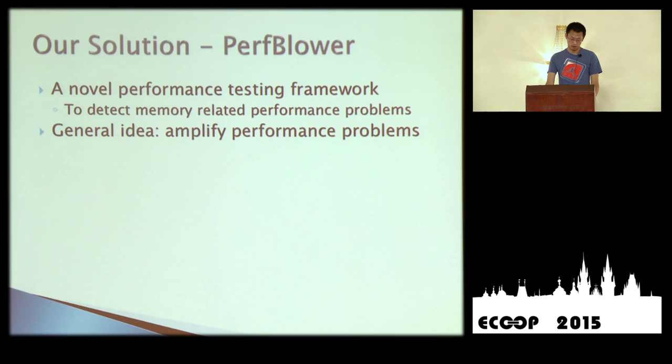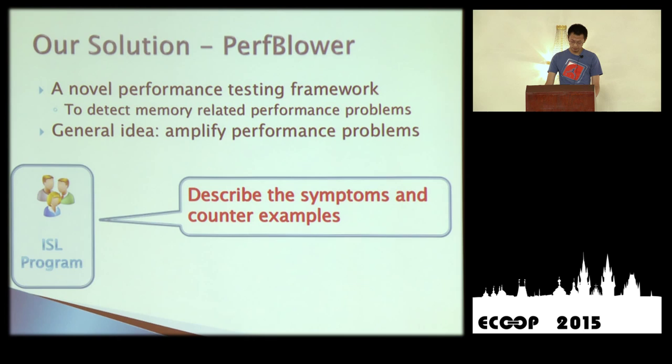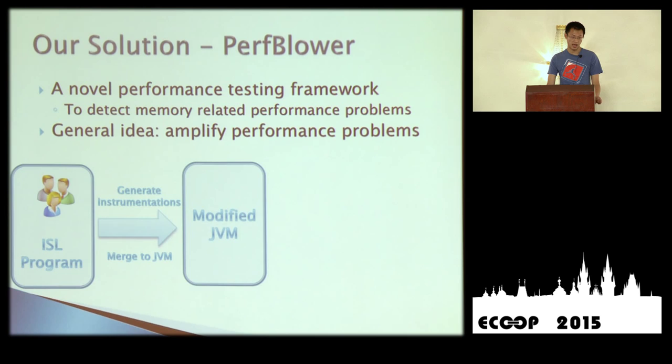And here is the workflow of our framework. First, users specify the symptoms and the counterexamples of performance problems. For example, for a memory leak, they can specify that if an object is stale, then this is a symptom. Then our framework will automatically parse our ISL program and generate the instrumentation code. The instrumentation code will be merged into the Java virtual machine automatically, and the program we want to test will be executed on the modified Java virtual machine.